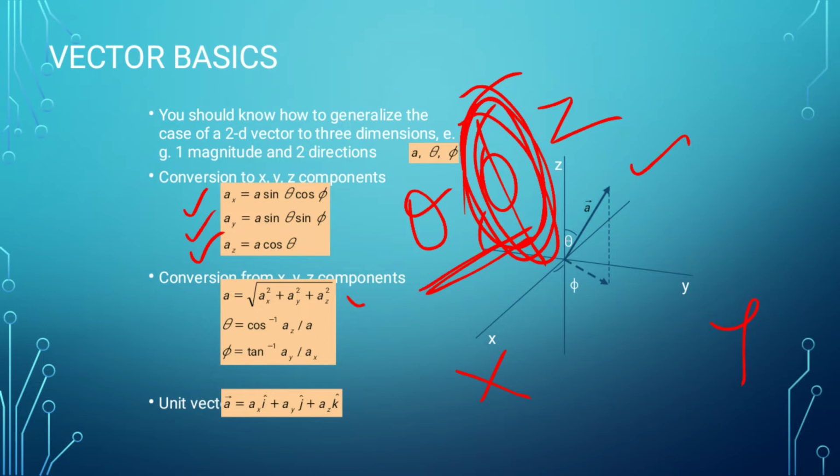See here, then generally how can we find out the magnitude of any vector? The magnitude can be found by the square root of the addition of its individual squares. So the square root of ax squared plus ay squared plus az squared. Then theta is equal to cos inverse of az by the magnitude. Then phi is equal to tan inverse of ay by ax.